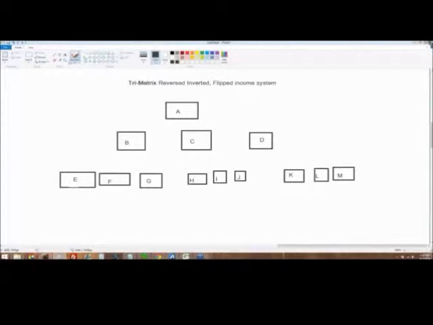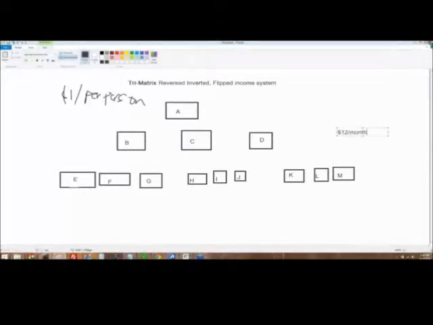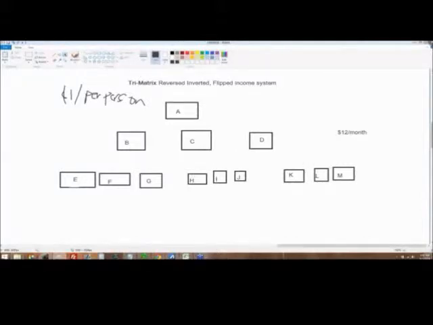A is going to get $1 per person in this matrix, okay, regardless of who referred them, okay? So A in this case is going to get 1, 2, 3, 4, 5, 6, 7, 8, 9, 10, 11, $12 right away per month per person. B is going to get 3, C is going to get 3, D is going to get 3. It doesn't matter who referred everybody, okay? It doesn't matter if A referred nobody beyond B. And it doesn't matter if A even referred B. B might have been referred by somebody else above A in the company.